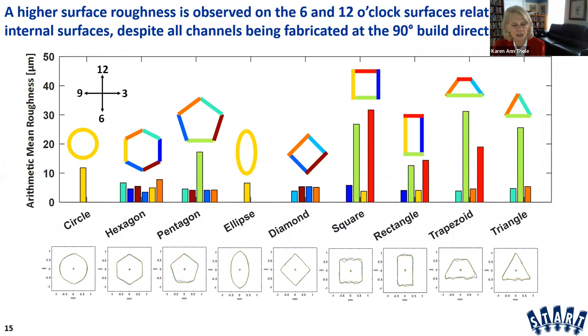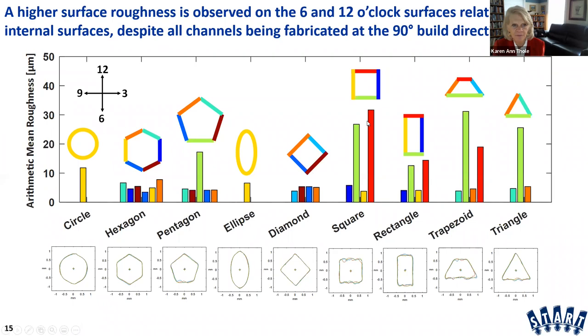And it's even more confusing when you look at the diamond. A diamond is just like a square, only it's rotated. And in fact, the diamond all had pretty low roughness levels relative to the 12 o'clock and 6 o'clock surfaces. So again, this really became a mystery to us. And we looked at many different things in what was happening.